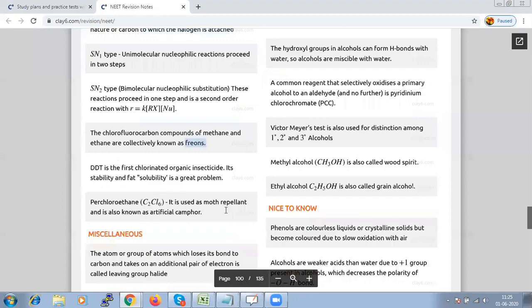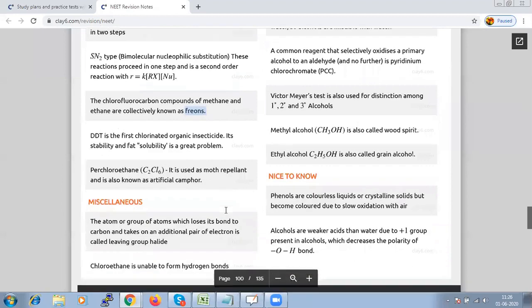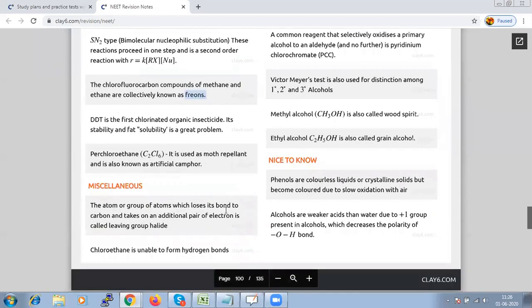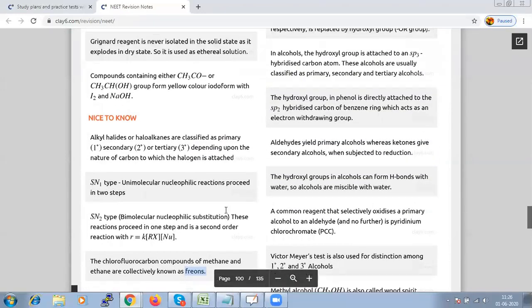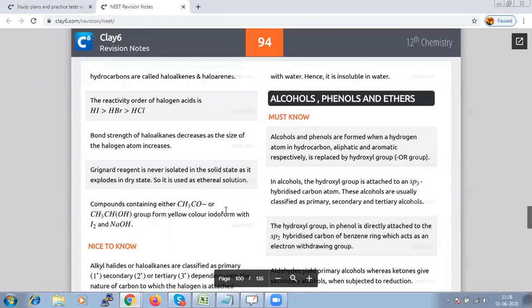And the atom or group of atoms which loses its bond to carbon and takes an additional pair of electrons is what we call the leaving group halide. And chloroethane is unable to form hydrogen bonds with water. That is why it is considered insoluble in water.